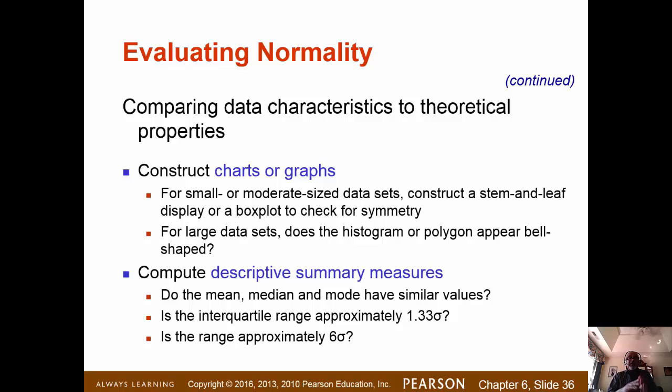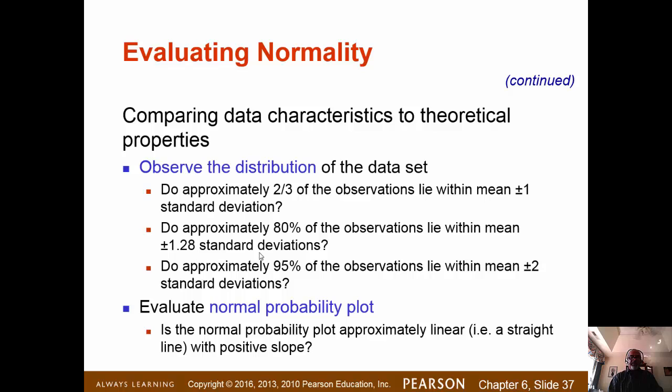And we can construct charts. You can look at a histogram and see whether it has a normal shape, or you can do a stem and leaf diagram. You can do a box plot. There are lots of graphs that you can create and then see whether that is so or not. And of course, the descriptive summary statistics: mean, median, mode, and 1.33 times sigma for the interquartile range, and plus or minus 6 sigma is the complete range for a normal distribution. And this is the empirical rule.